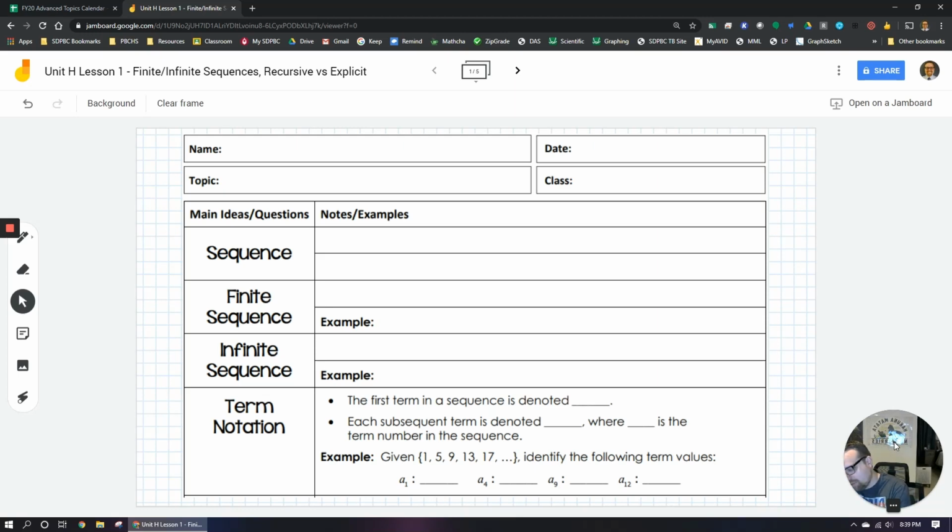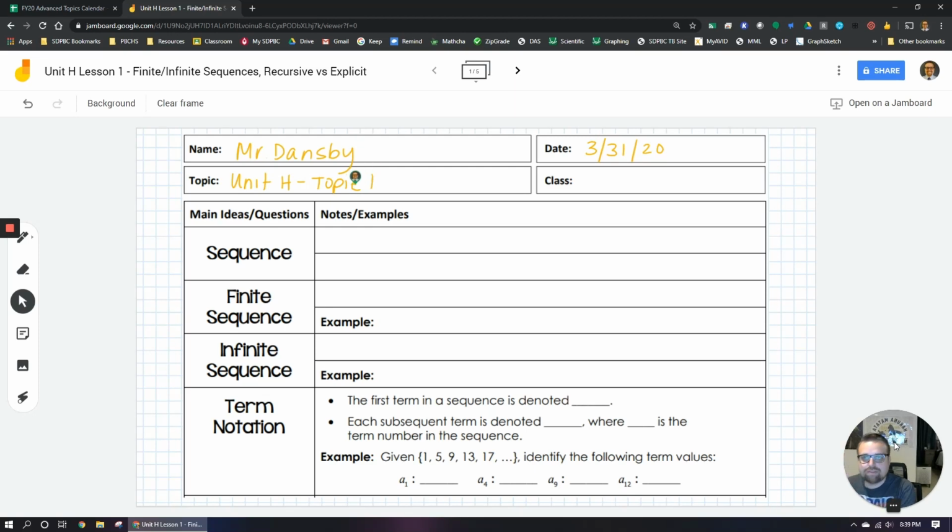I've got my pen tool here, and we're just going to put my name at the top. Look at that. Lovely. Okay, and today's date, this is actually Tuesday still, so I'm going to put 3/31. This is Unit H, and this is Topic 1 or Lesson 1.